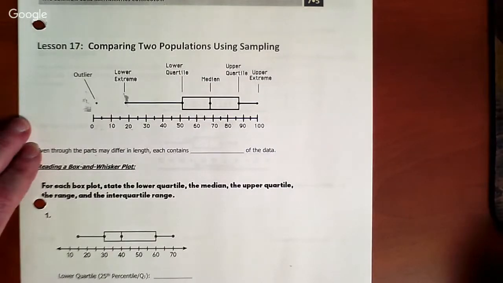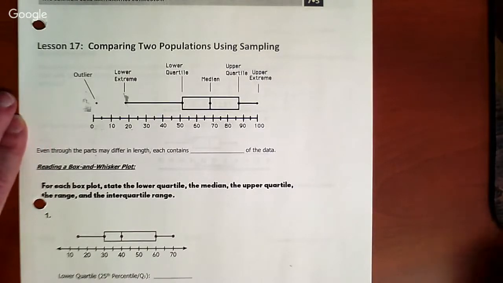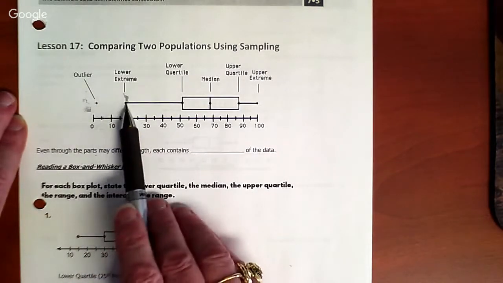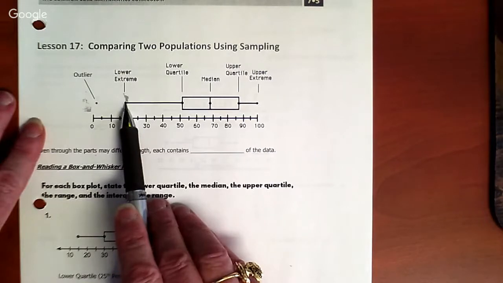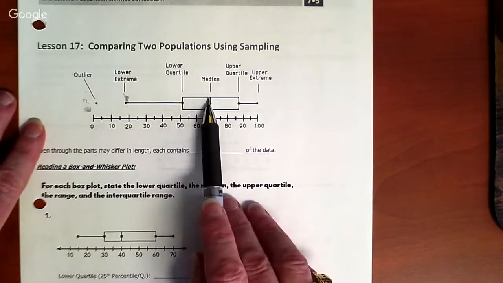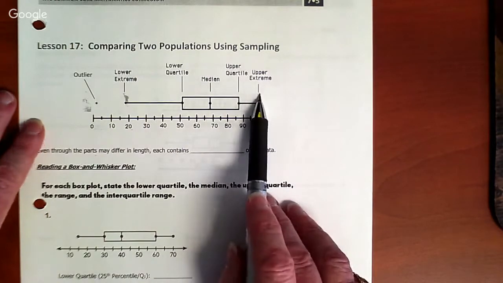This is lesson 17, comparing two populations using sampling. We have different things you need to understand. This is an outlier. This is your low extreme, or the lowest, smallest number. Your lower quartile, your median, your upper quartile, and your upper extreme, or the highest number.